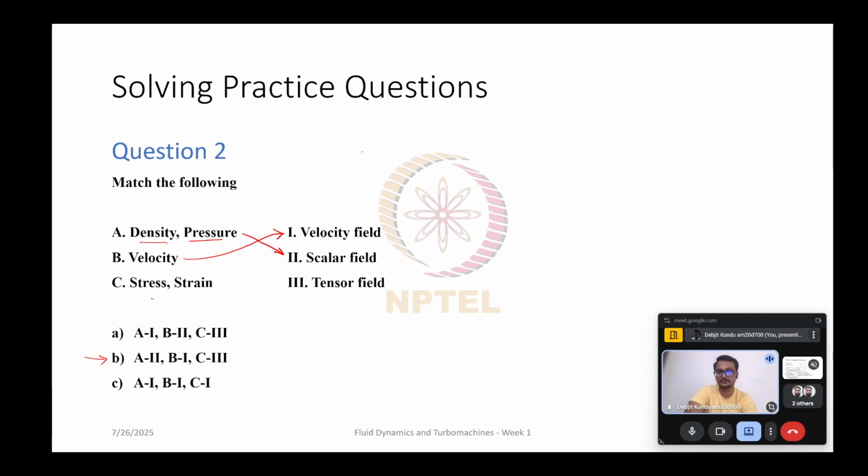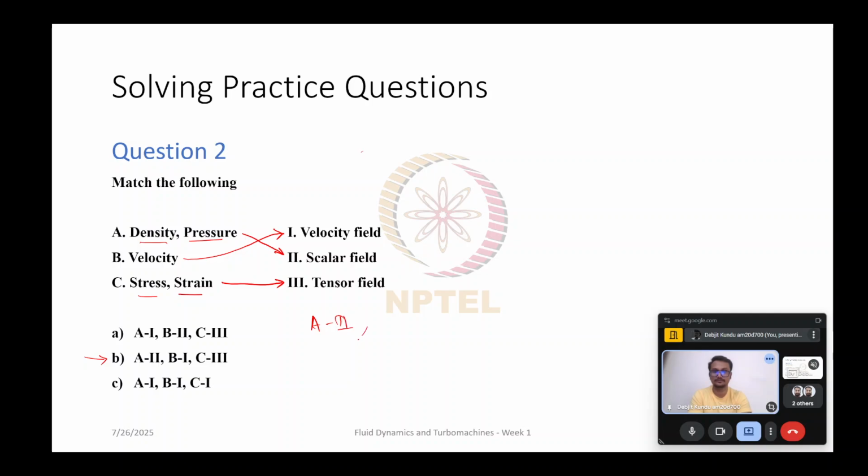And the last one, stress and strain, these are tensor quantities, and in continuum mechanics, be it solid mechanics or fluid mechanics, these tensors are also continuous fields, and they are represented by tensor fields. So C should match with 3.